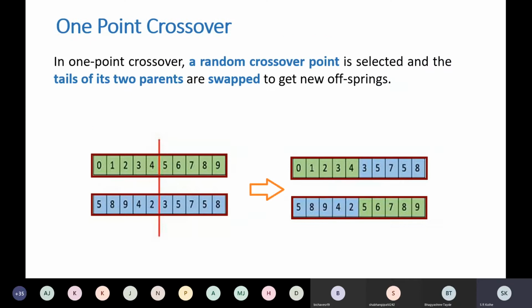So now let us see one point crossover technique, which is the basic technique. What we are going to do in one point crossover, we are going to generate a random crossover point. So a random crossover point is selected and tails of two parents are swapped. Now how to generate a random crossover point? Anybody can give an idea in algorithm.